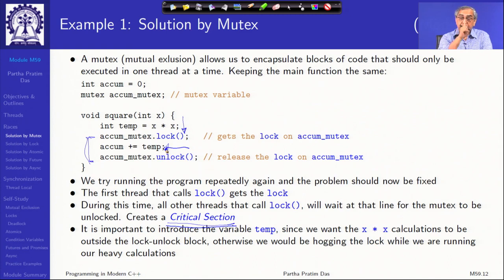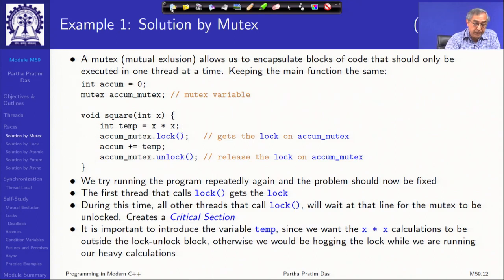But once one thread has acquired the lock, no other thread which has reached this point will be able to acquire the lock. They will have to wait at that point, right, till the thread which had the lock executes the unlock and releases it. Then, out of the waiting threads, one thread will acquire the lock and will be able to proceed.